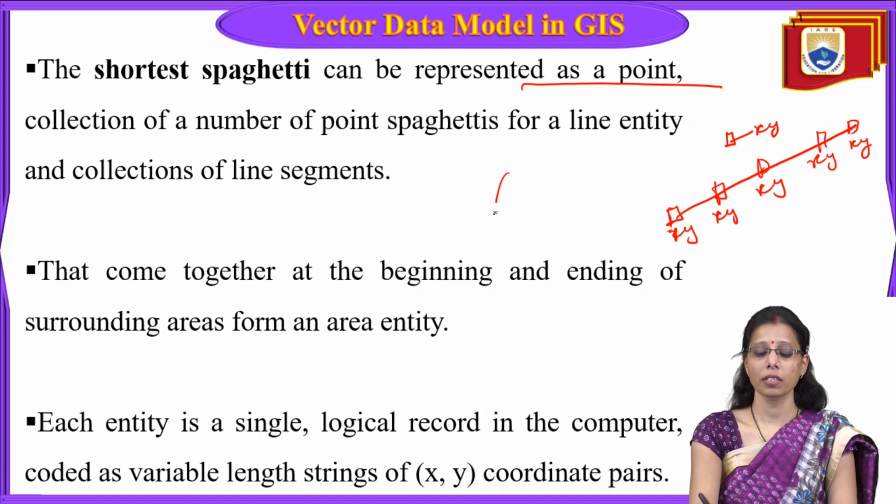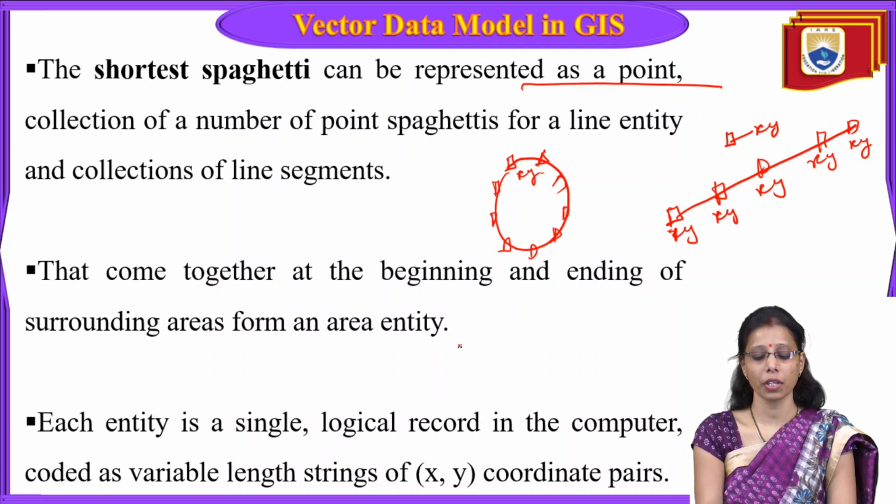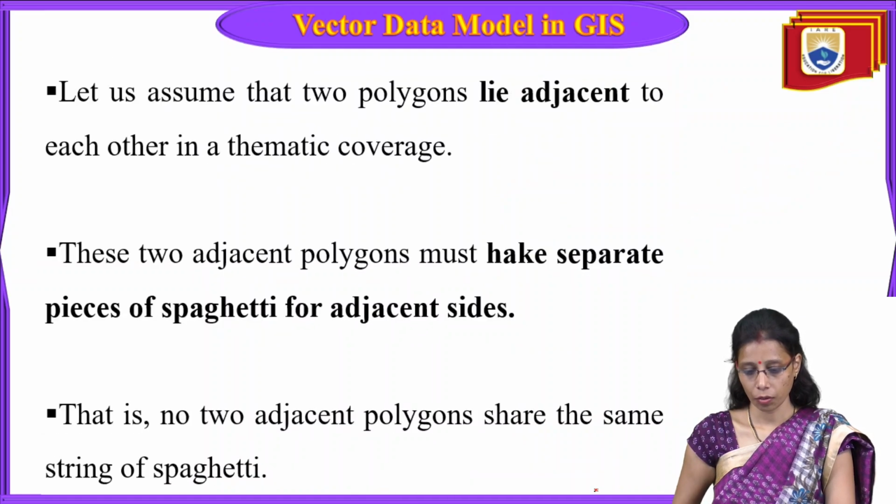Now a polygon is a series of spaghetti lines, like we close a polygon like this. So it will have a number of points with x and y coordinates. So that will be a complex one, and the simplest and shortest one is a point. Each entity is a single logical record in the computer, encoded as variable length strings and coordinate pairs.